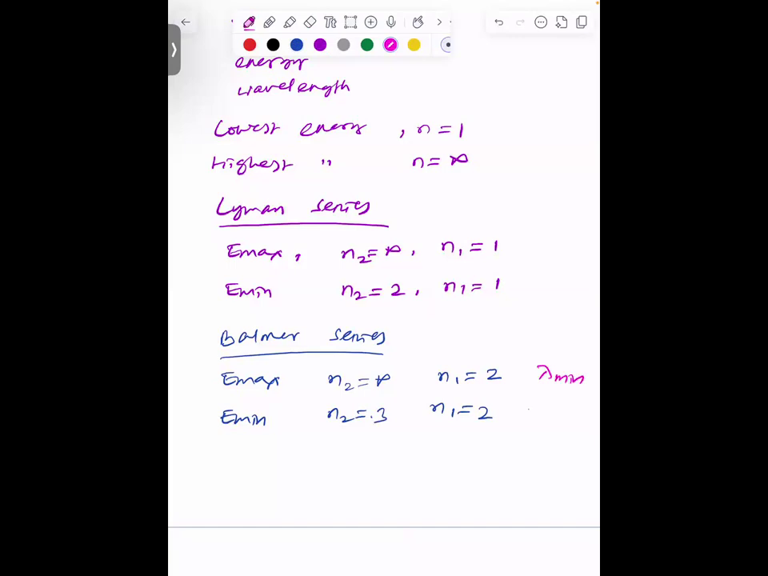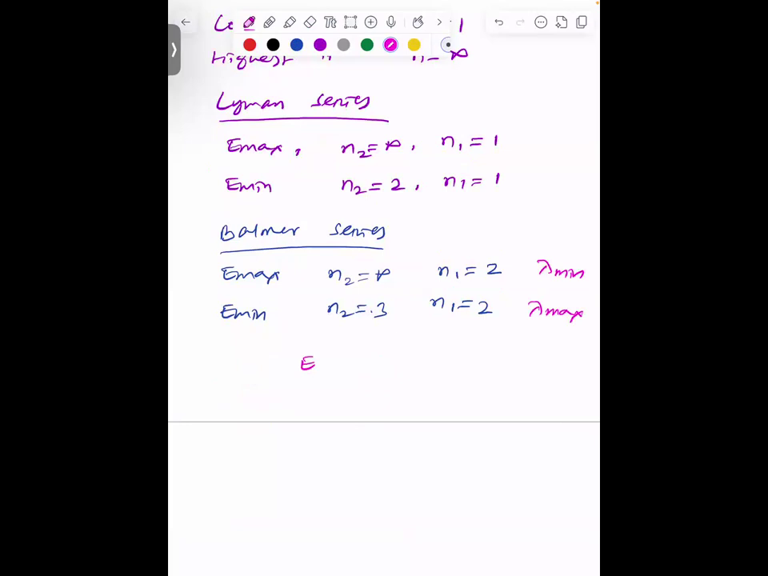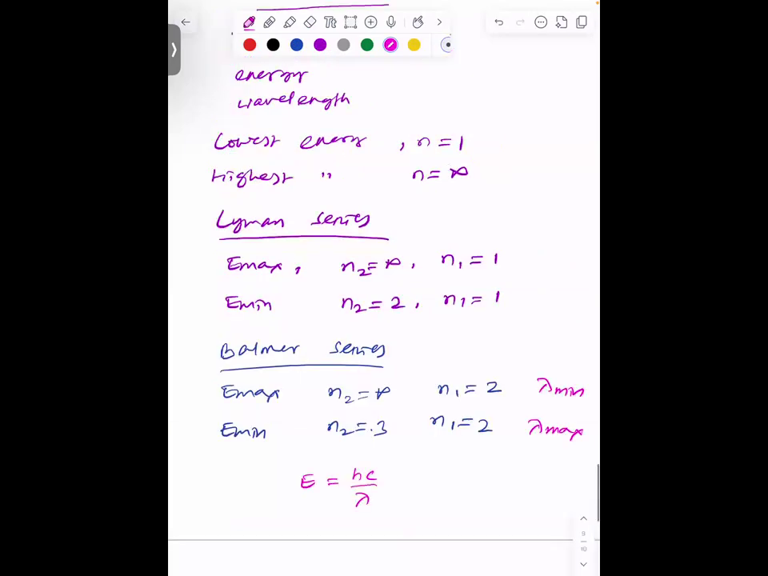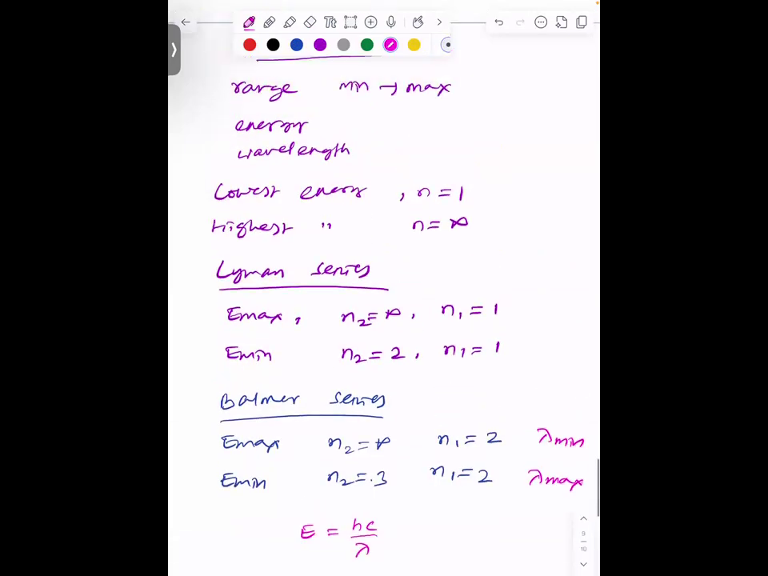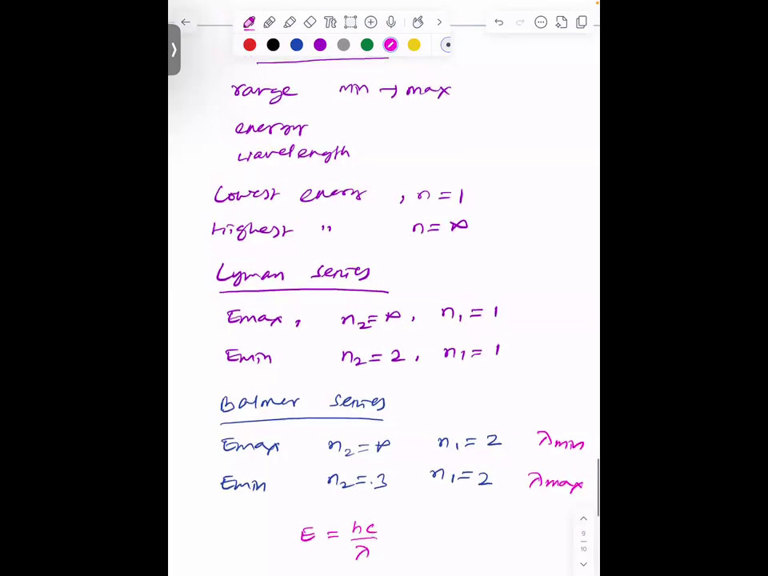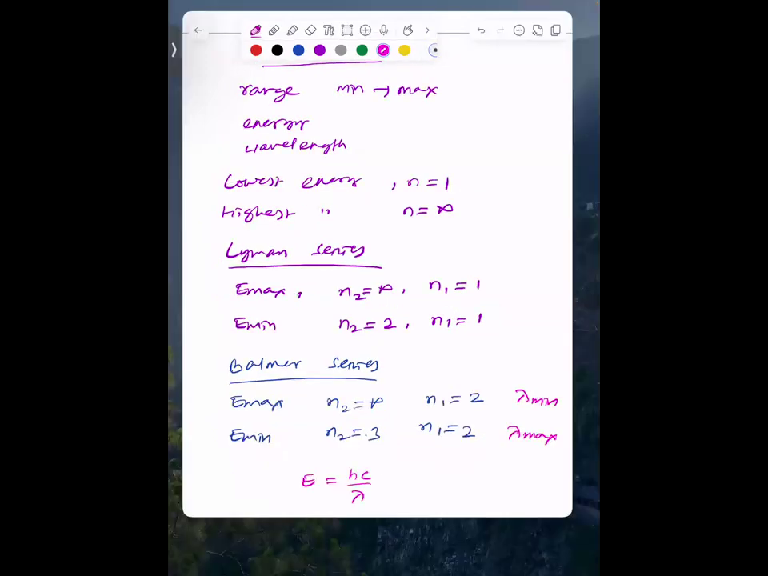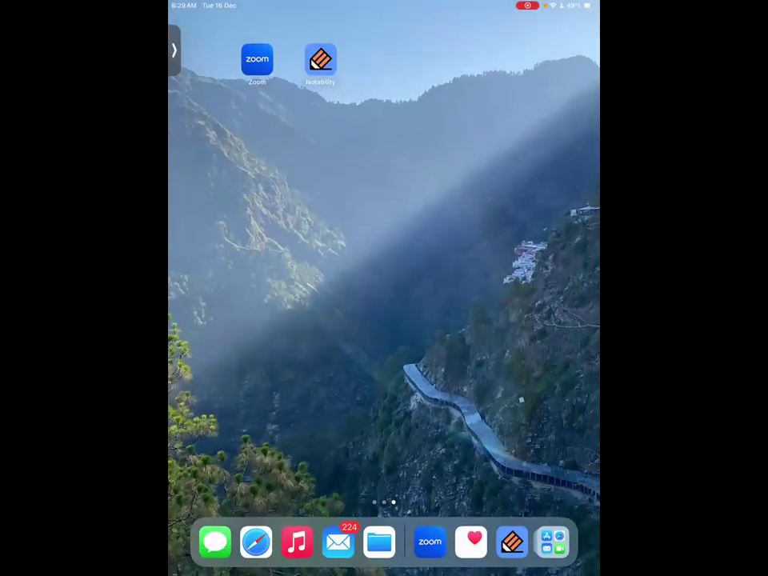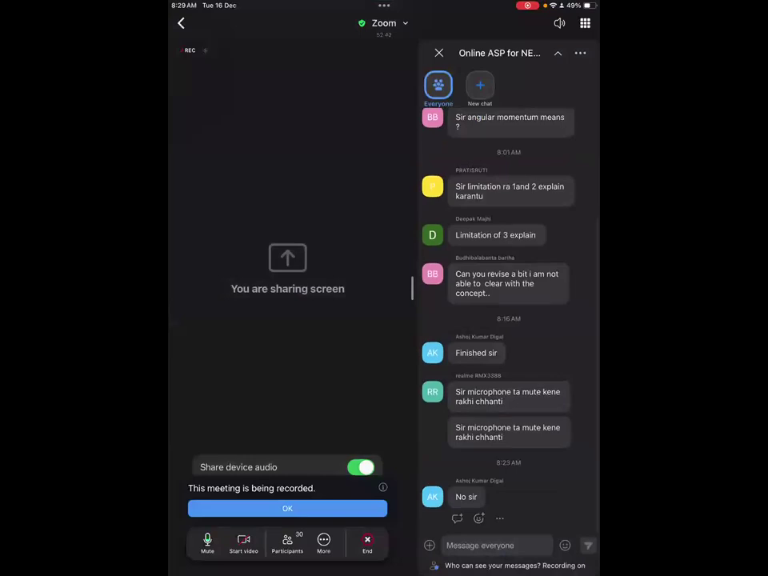Minimum energy corresponds to the longest wavelength. Because we know E equal to hc by lambda. h is constant, c is also constant. So energy is inversely proportional to wavelength. So the maximum energy corresponds to the shortest wavelength, and minimum energy corresponds to the longest wavelength. So up to this clear, students, note down the series limit, and any doubt you can write in the chat box.